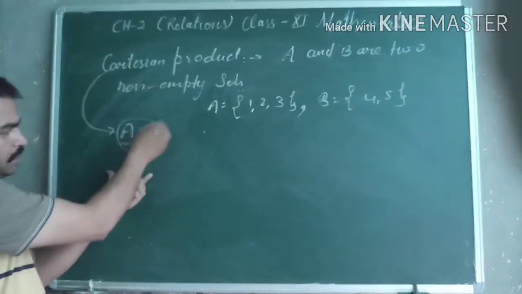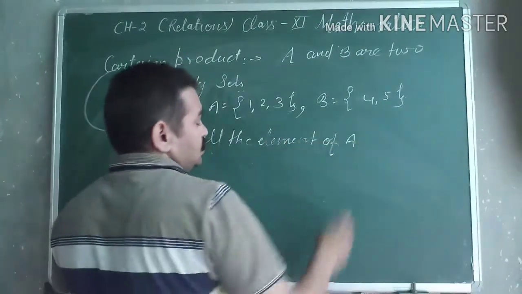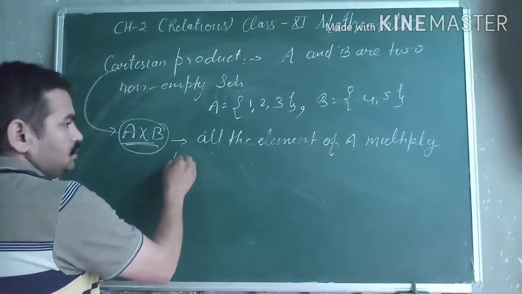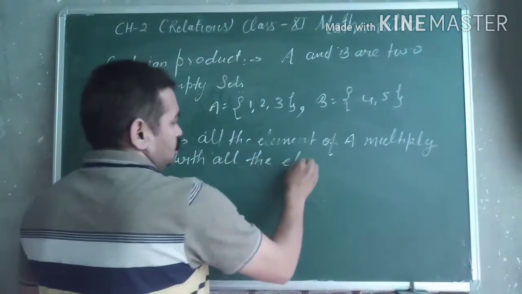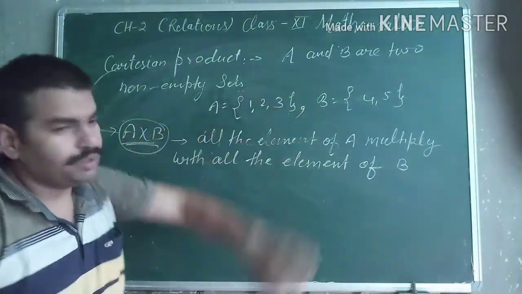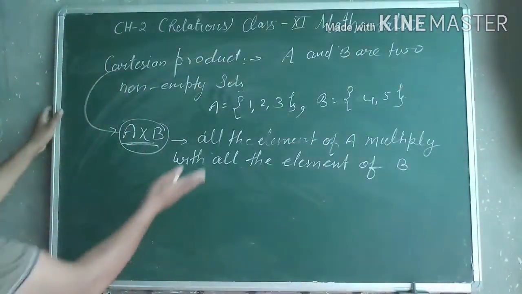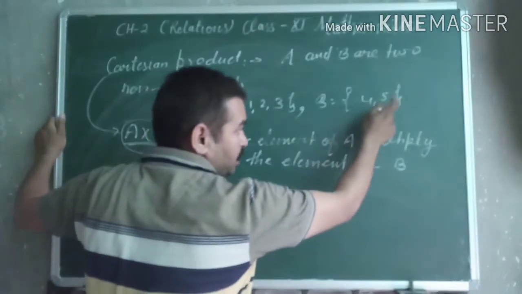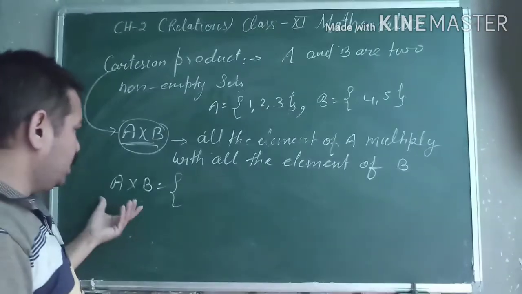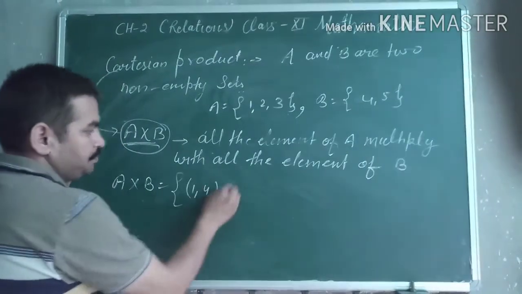A cross B का मतलब क्या है कि all the elements of A multiply with all the elements of B. कार्टेशियन प्रोडक्ट मीन्स A के जितने भी एलिमेंट हैं, ऑल द एलिमेंट ऑफ द सेट A मस्ट बी मल्टीप्लाई विद ऑल द एलिमेंट ऑफ द सेट B. सपोज़ इसका 1 एलिमेंट है, 1 किससे मल्टीप्लाई होगा, 4 से भी, और 5 से भी. सो A क्रॉस B इज द सेट ऑफ ऑल ऑर्डर्ड पेयर्स A to B, like (1,4), (1,5).